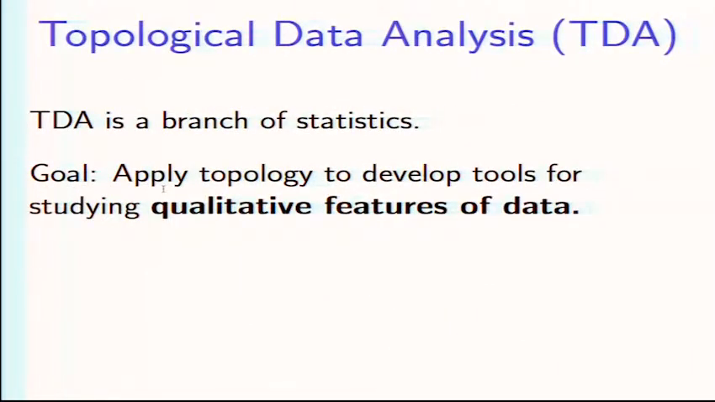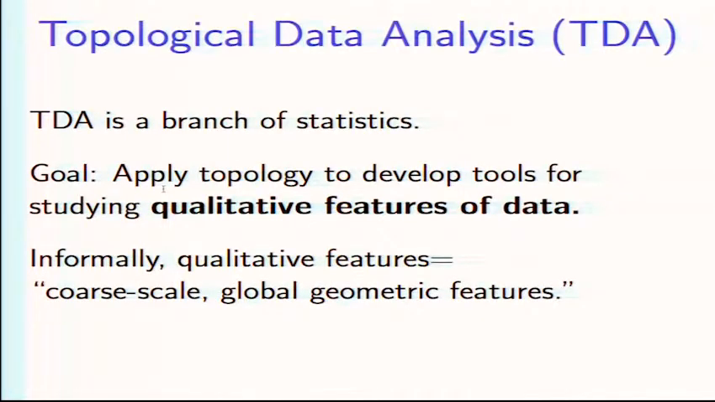All right? So then what do I mean by qualitative features of data? Informally, what I mean when I say qualitative features of data is coarse scale, global, geometric features of the data. And you might say to me, well, you're defining an unfamiliar term in terms of other unfamiliar terms. And I'll admit that I am doing that, but hopefully this gives you some intuitive sense of what we're talking about here. But to better explain what I mean by qualitative features of data, I'm going to show you some examples.